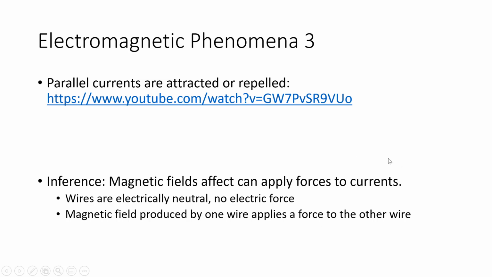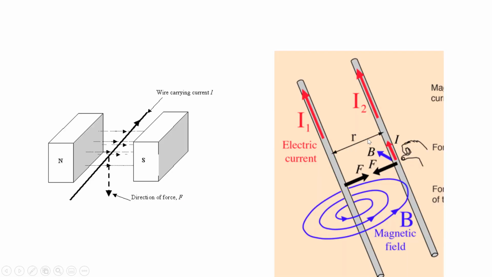But using what we know about the fact that magnetic fields are produced by these wires, the magnetic field can be the mechanism for why these things are attracted or repelled. The wires are electrically neutral, so there can't be an electric force. But because each wire produces a magnetic field when the current is running through it, that magnetic field is applying a magnetic force to the other wire. So currents can apply forces to other currents, and currents are affected by magnetic fields.